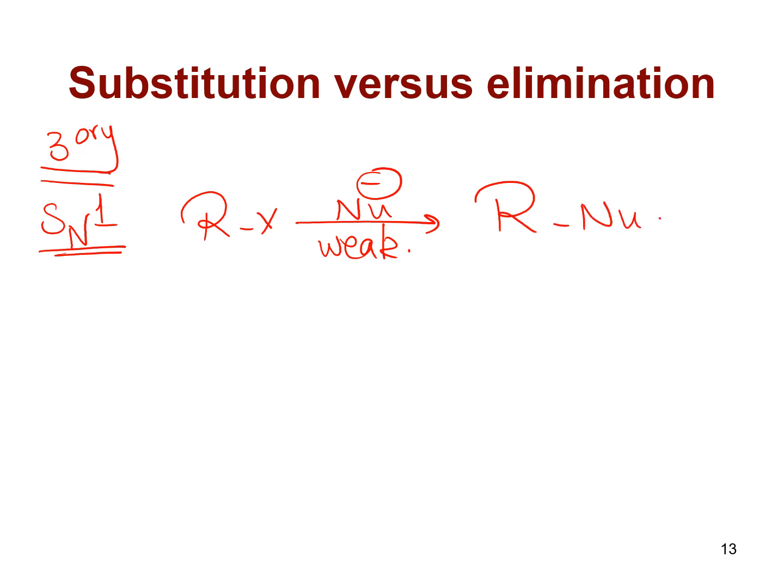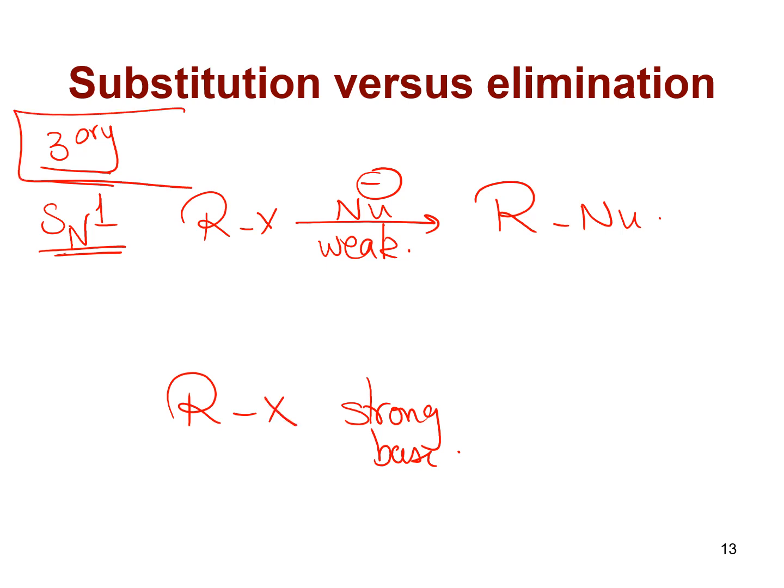Suppose you used a strong base on your alkyl halide, and it's a tertiary alkyl halide. It will proceed through the E2. Do not be mistaken. You cannot use the E1 mechanism. It will proceed through the E2 mechanism, the elimination reaction.